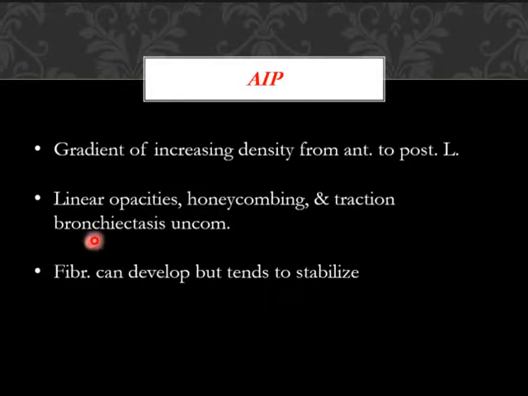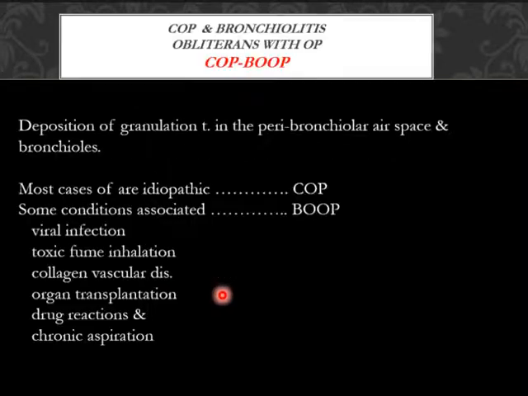One important feature is a gradient of increase in density from anterior to posterior if the patient is supine. There is a gravitational effect. But it is acute, so that is why features of fibrosis like honeycombing and traction bronchiectasis are uncommon. Although fibrosis can develop, it tends to stabilize, not reaching the end stage.